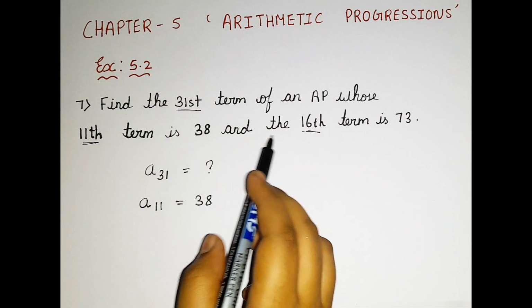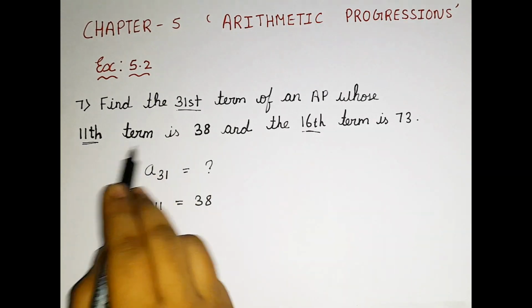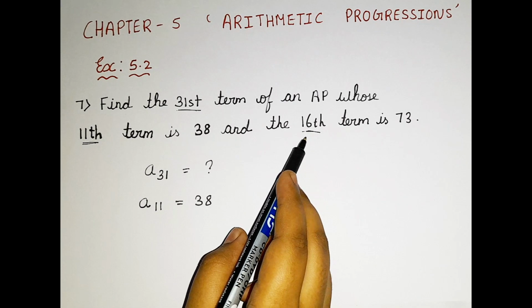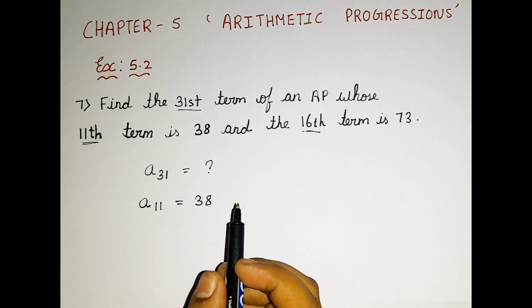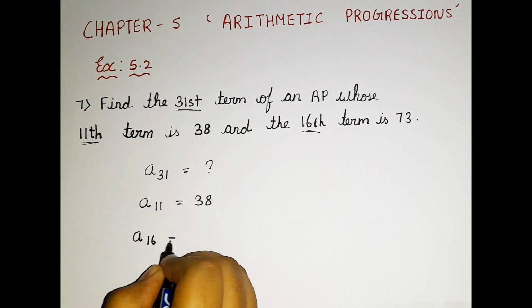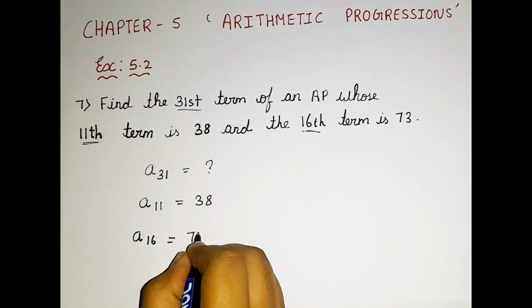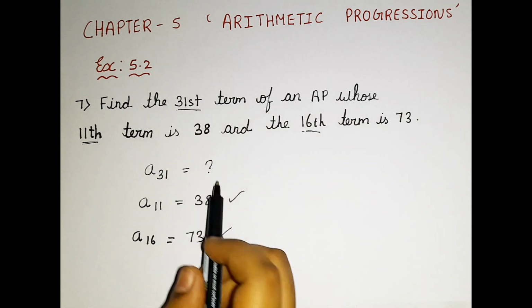Here we have, and the 16th term is 73. This is somewhat similar to this one only. So how can we write the 16th term? I just told you how we write it in arithmetic progression: we can write it as A16 is equal to 73, the 16th term is 73. So by using these two values we are supposed to find A31, whatever number we want, we are supposed to find it.